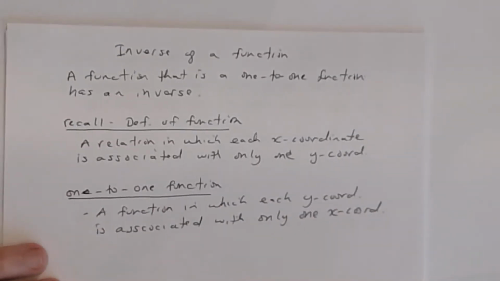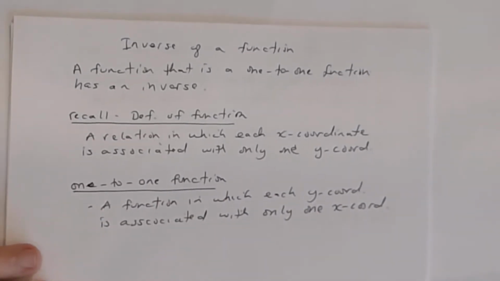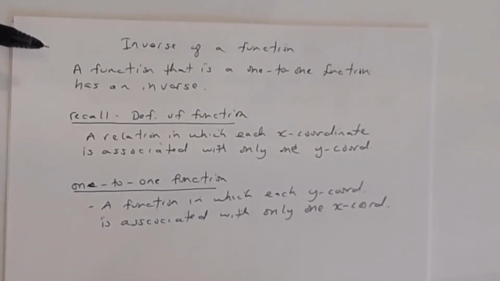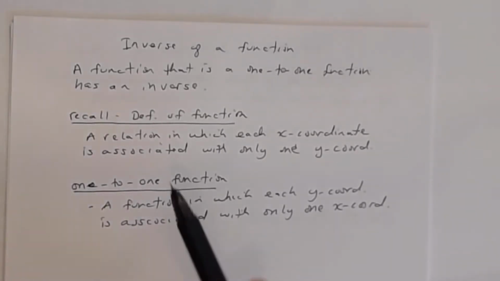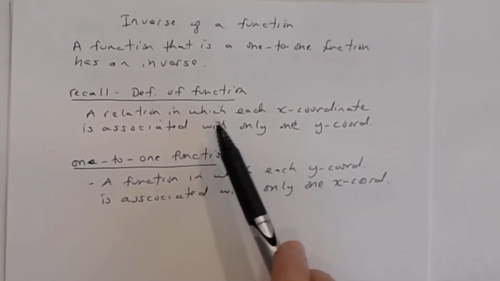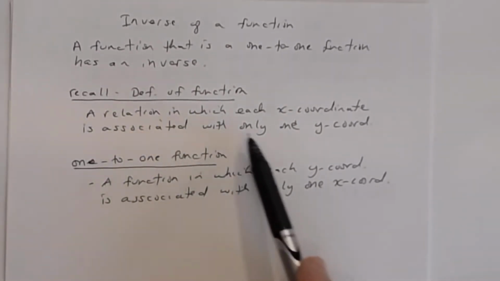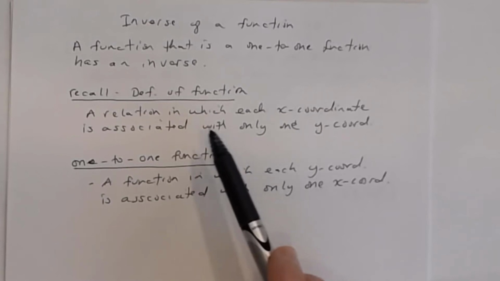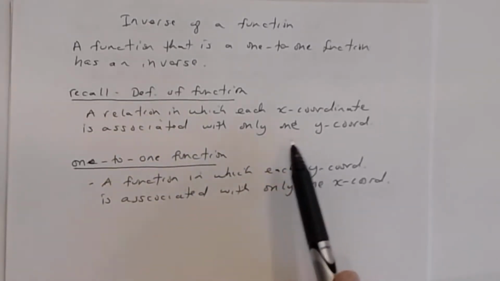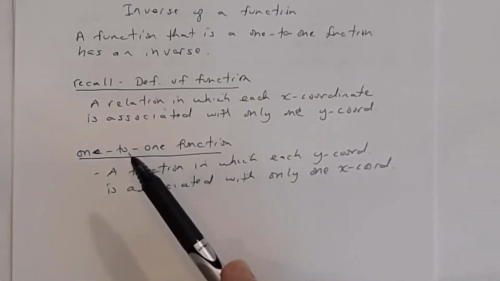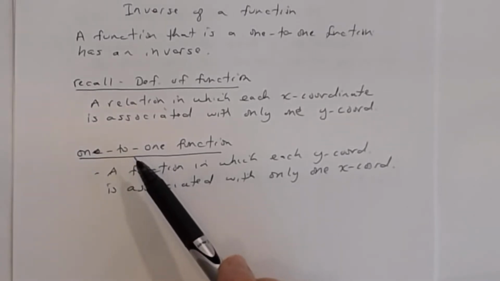So let's talk about the inverse of a function. One of the things you're going to learn when studying those videos is that a one-to-one function has an inverse. And so first of all, let's remind ourselves what a function is. Remember, a function is a relation in which for each x coordinate, there's only one y coordinate. Now, here's the new one. What is a one-to-one function?